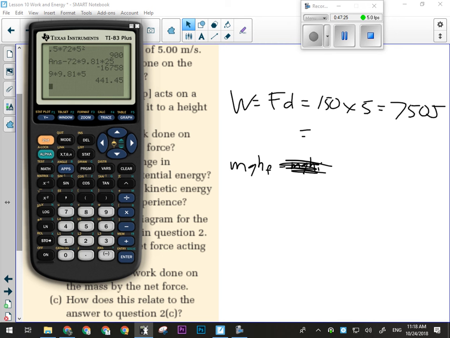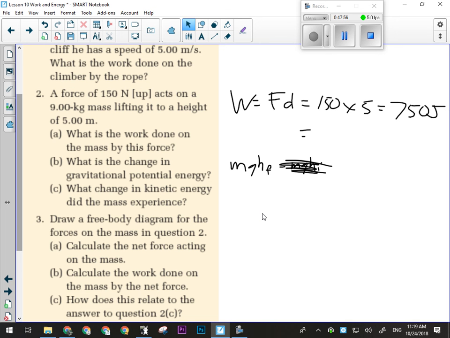Did I do more work than that? When I went force times distance, it said that the force did 750 joules worth of work, only 441 of which was responsible for changing the potential energy. What did the other energy change? The kinetic energy. This thing was not just lifted, it was accelerated upwards. So I changed not only the potential, but also the kinetic energy of the object with this 150 Newton force.